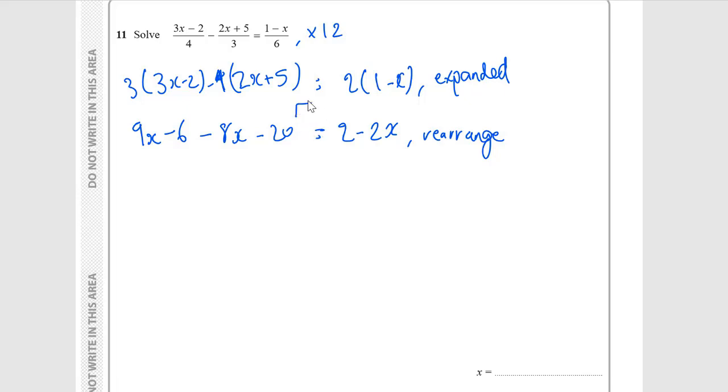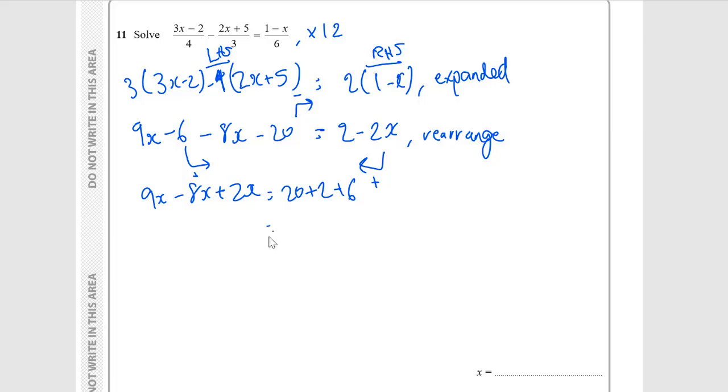So I'm just going to take my numerical values to the other side and any of my variables to the left hand side. So this is left hand side, this is right hand side, just for me to be able to refer to it more easily. 9x minus 8x plus 2x, that's plus, that becomes negative. Take that to the other side, becomes a plus. So you get 20 plus 2 plus 6. So this gives us 28.